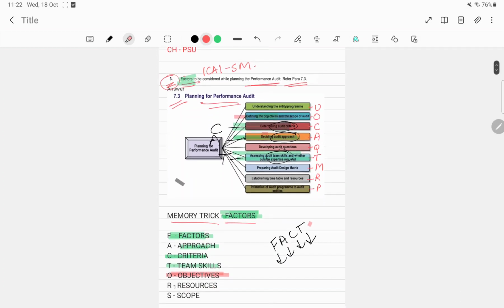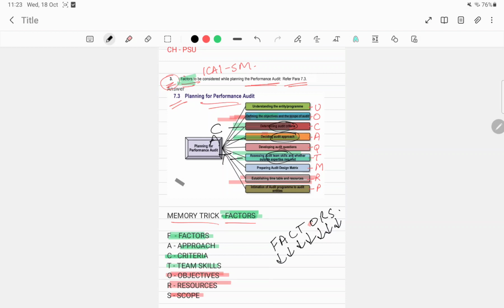Now from R you can remember resources, that is how much resources will be required. See here it is establishing resources. Now the last point you can remember S, that is scope, defining the scope of audit, the second point. So we remembered all the 6 points, that is from O there is objectives, R there is resources, and S there is scope.